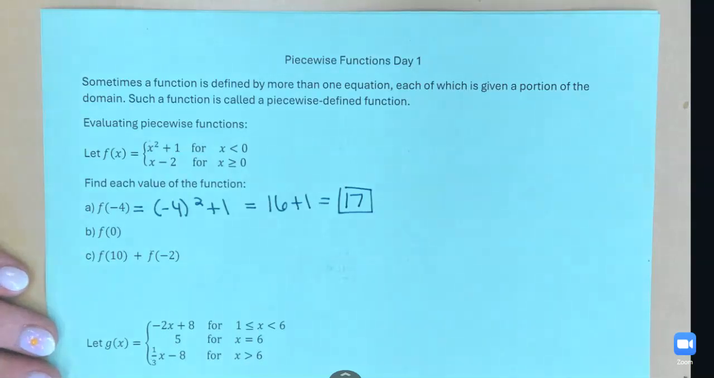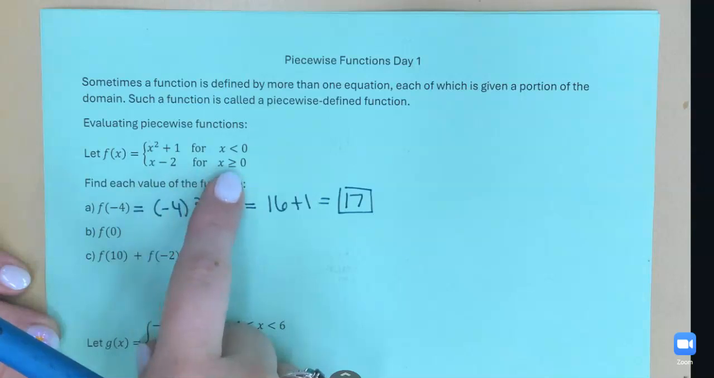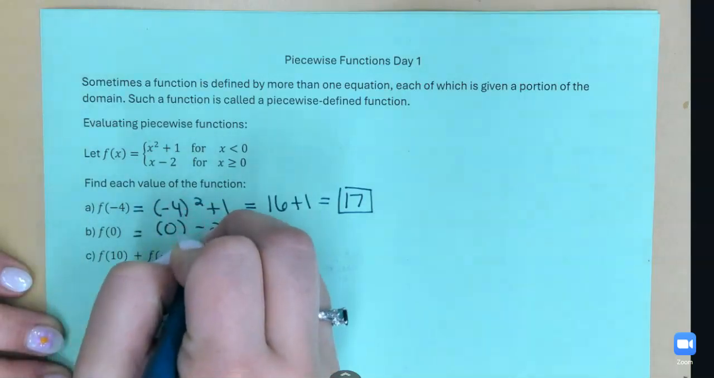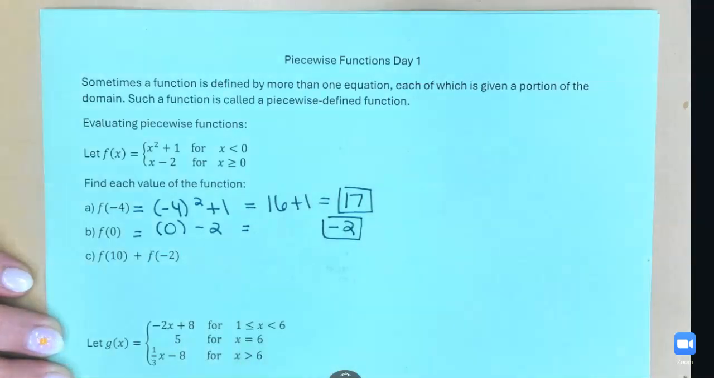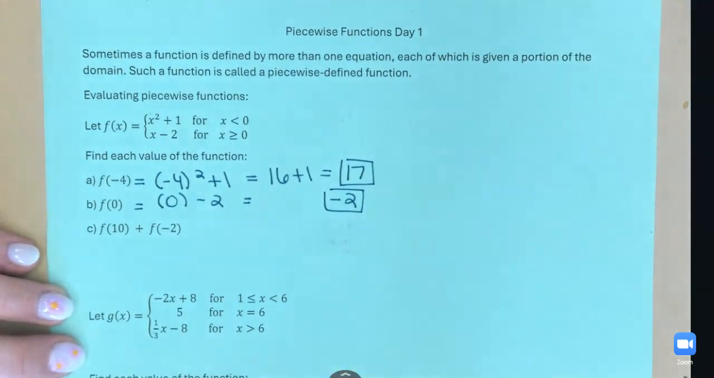On B, f of 0, that means x is 0. That's going to fall into this bottom category where x is greater than or equal to 0. So that's going to be 0 minus 2, which is negative 2.